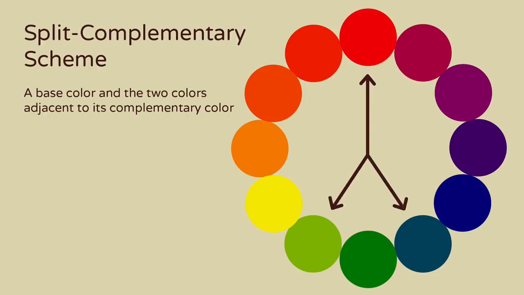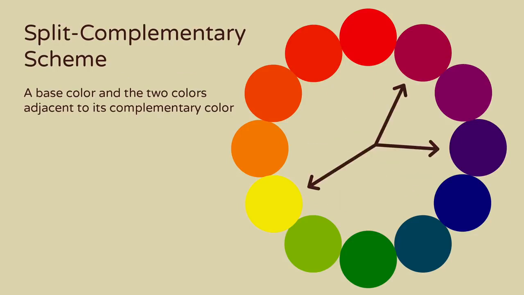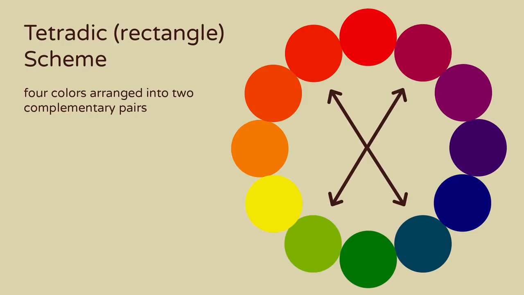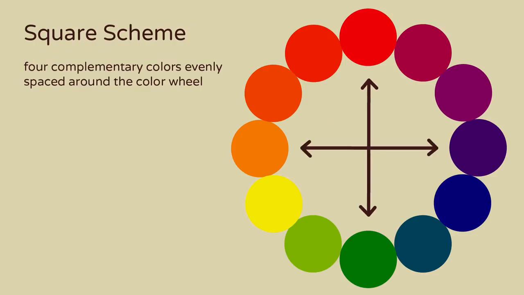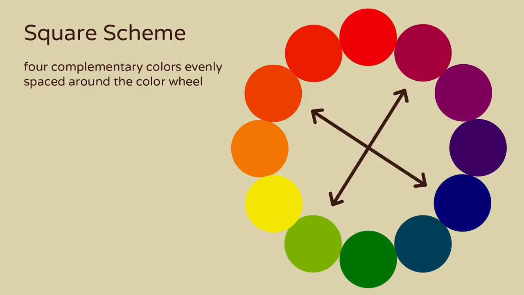A split complementary color scheme is made up of a base color and the 2 colors adjacent to its complementary color. A tetradic color scheme is made up of 4 colors arranged into 2 complementary pairs. And a square color scheme is made up of 4 complementary colors evenly spaced.